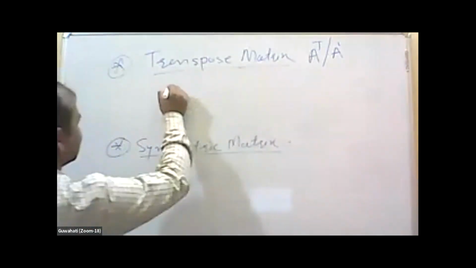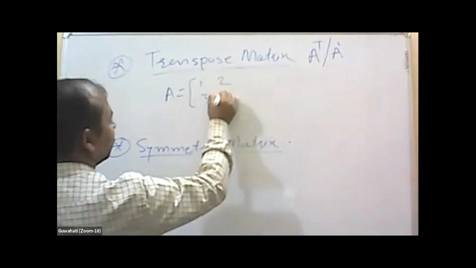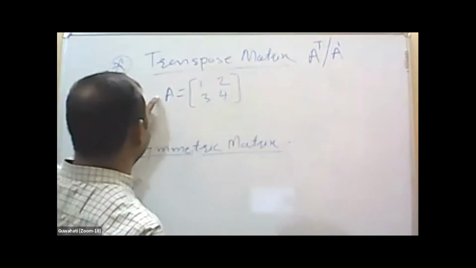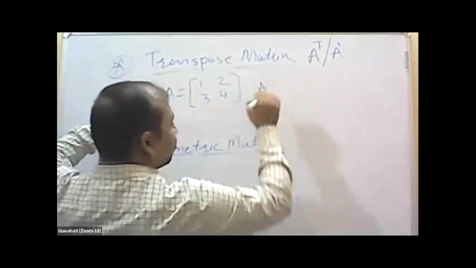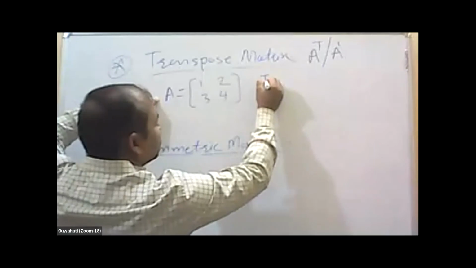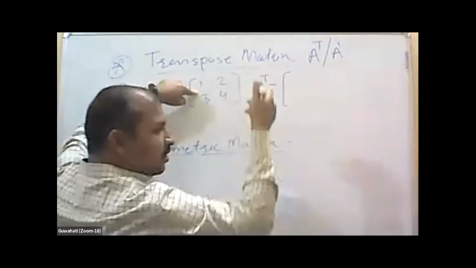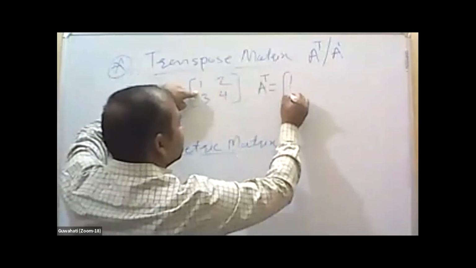Suppose a matrix A is like this: 1, 2, 3, 4. So what is the transpose of this? We will change rows into columns and columns into rows, and we denote the notation like this. So what will happen? My first row will become the first column, like this.